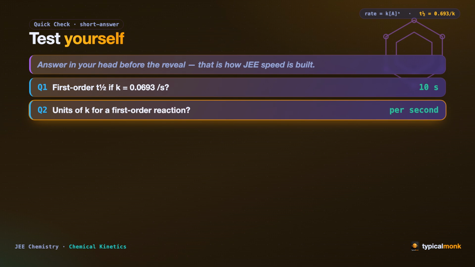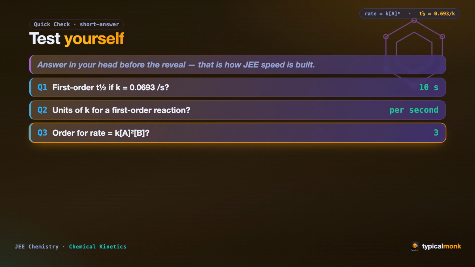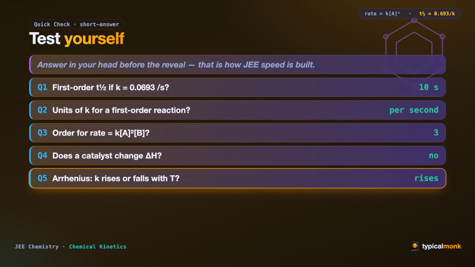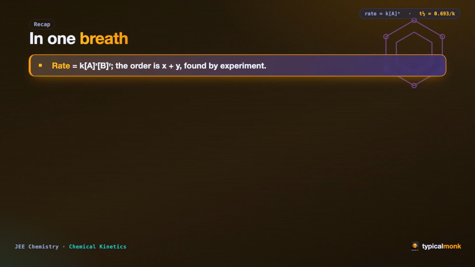Question 2. The units of k for a first order reaction. Per second. Question 3. The order for rate equals k times A squared, B. 2 plus 1, which is 3. Question 4. Does a catalyst change delta H? No. And question 5. By Arrhenius, does k rise or fall with temperature? It rises.